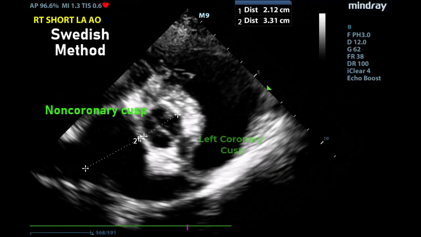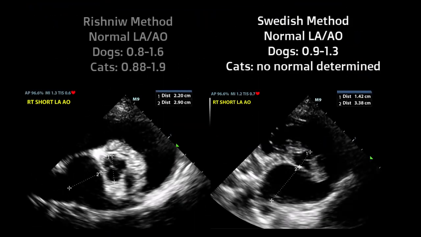In the Swedish method, the aortic diameter is measured from a line that extends along the intersection of the non-coronary and left coronary leaflets. This line is actually a continuation of the left atrial line of measurement. Left atrial diameter is divided by aortic diameter for a ratio.